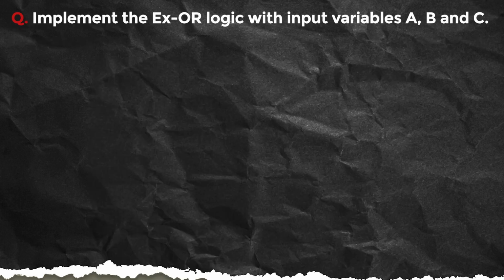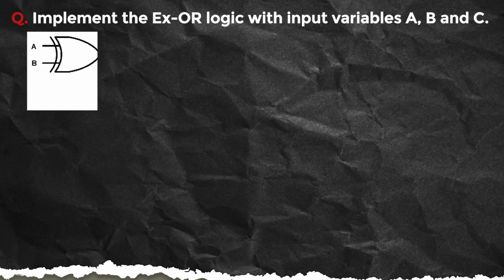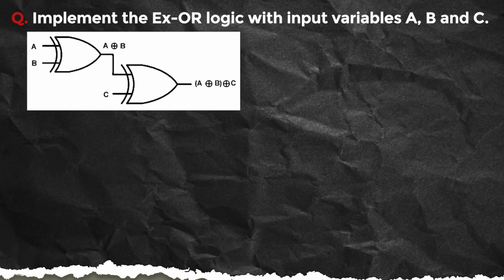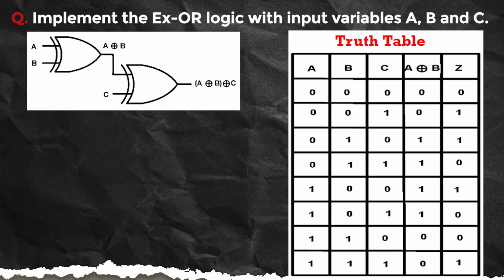Implement the exclusive OR gate with input variables A, B and C. So you have 3 input variables, and I have used two exclusive OR gates. The first exclusive OR gate has 2 input variables, A and B, and its output, A exclusive OR B, acts as an input to the second exclusive OR gate with C as the other input variable. So we finally get the output as (A exclusive OR B) exclusive OR C. So we have performed the exclusive OR operation with 3 inputs, A, B and C.